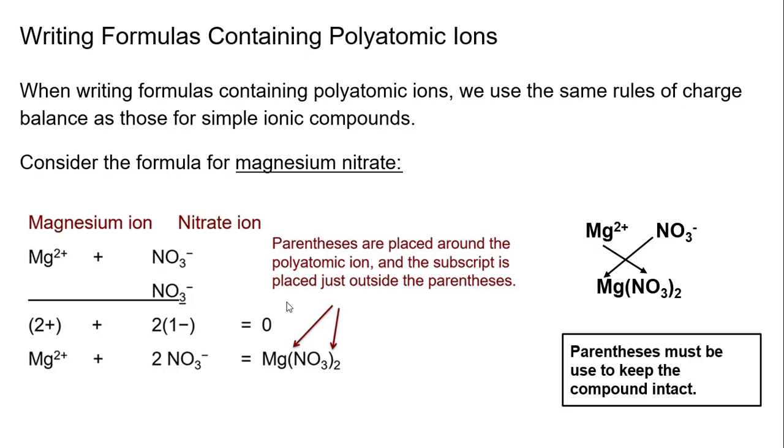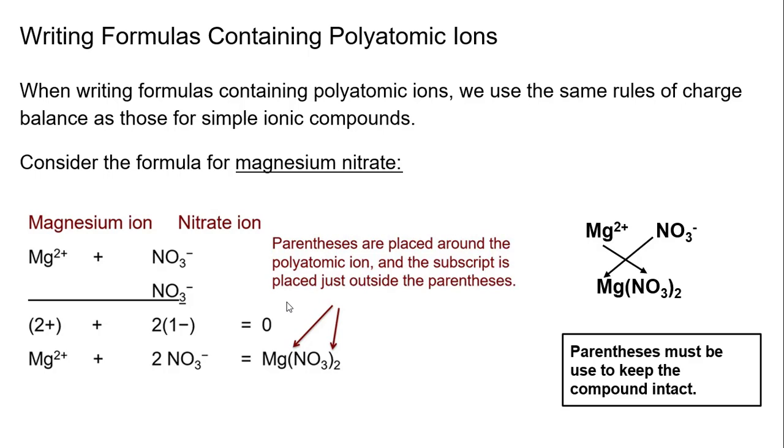If it's 1, then you don't need to worry about it. But if it's 2, you have to put a parentheses. That parentheses is reflective of the fact that that polyatomic ion has to stay intact together. And then the 2 or 3 or 4, how many there are, has to be on the outside to show that there are 2 nitrates, not just 2 oxygens or 2 nitrogens. It's got to be for the whole compound.